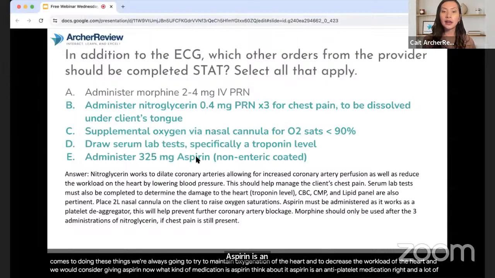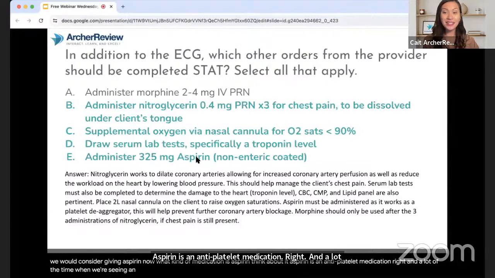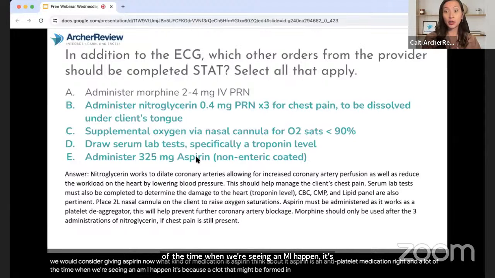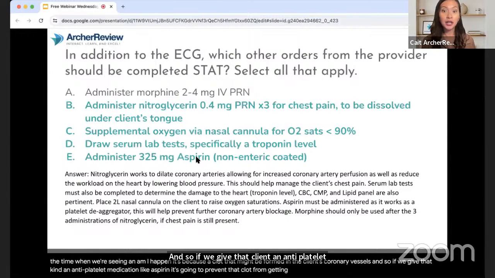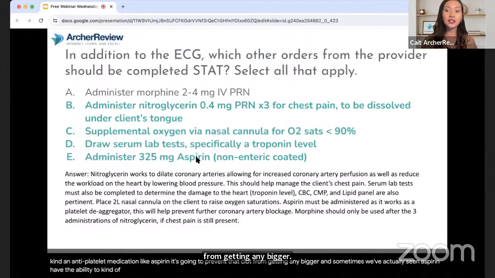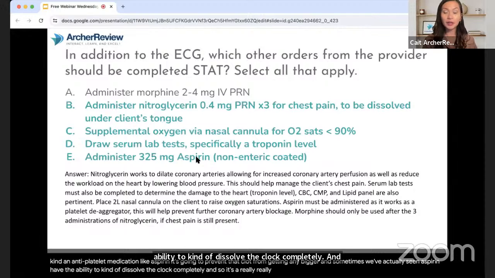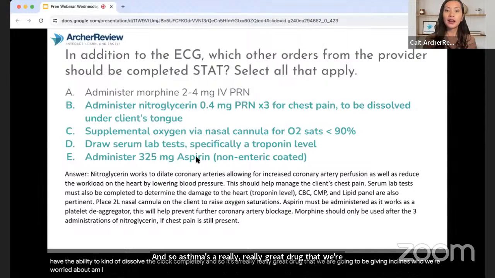And a lot of the time when we're seeing an MI happen, it's because a clot might be formed in the client's coronary vessels. And so if we give that client an antiplatelet medication like aspirin, it's going to prevent that clot from getting any bigger. And sometimes we've actually seen aspirin have the ability to kind of dissolve the clot completely. And so aspirin's a really, really great drug that we're going to be giving in clients who we're worried about MI. Troponin levels are going to be important here.